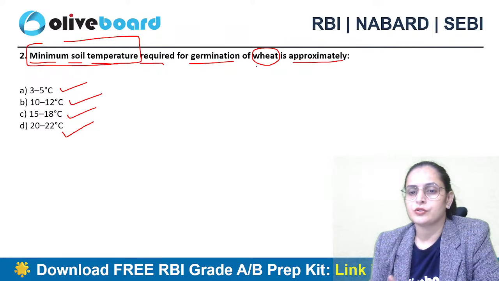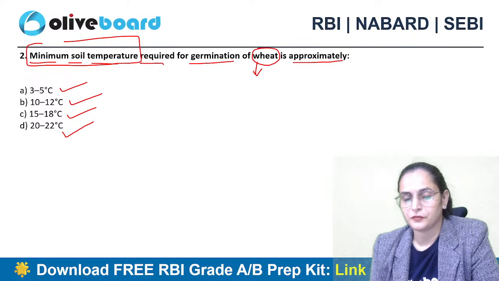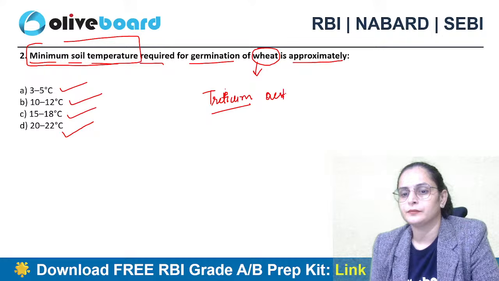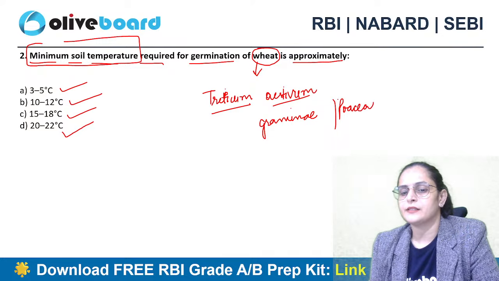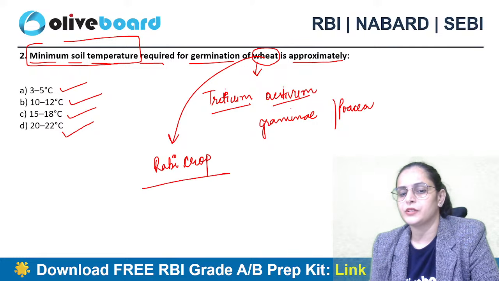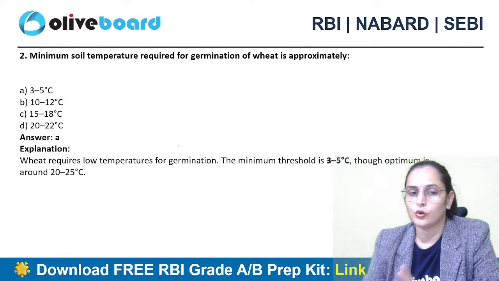Here I am also mentioning that the scientific name of wheat is Triticum aestivum, and it comes under the Graminae or Poaceae family. Wheat is a Rabi crop, right? In the Rabi crop season, they actually need a low temperature.